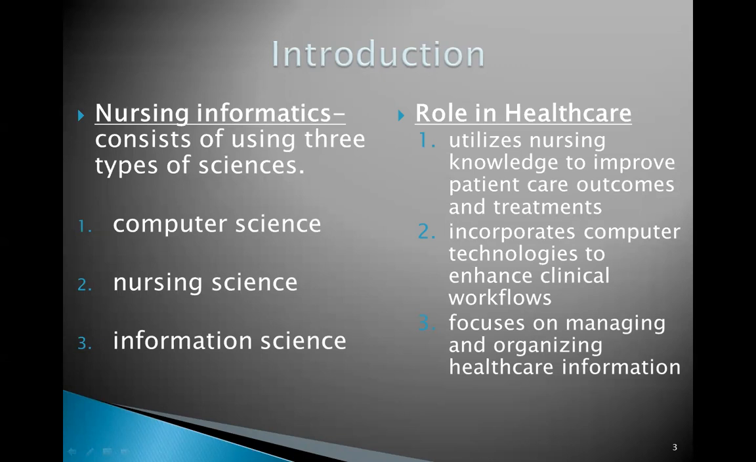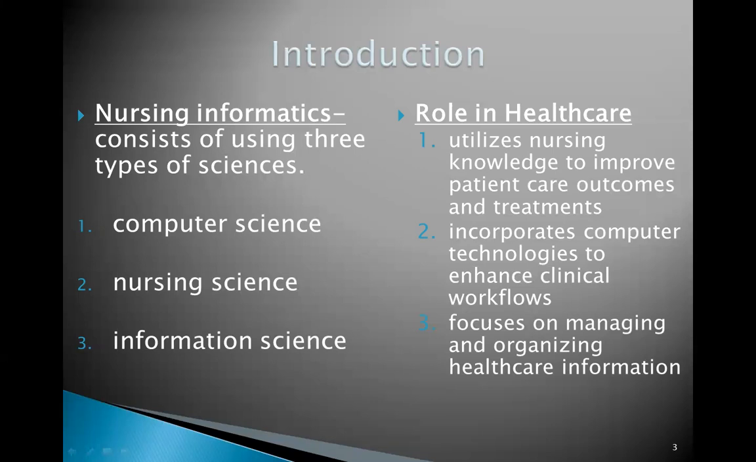Introduction. So what exactly is nursing informatics? Nursing informatics consists of using three types of sciences: computer, nursing, and information. This dynamic field brings together these three key disciplines, nursing science, computer science, and information science, enabling nurses to utilize the technology available to effectively manage themselves throughout the healthcare setting or practices. This ultimately not only improves patient care, but also enables providers to facilitate their workflow for the patients that they care for. So let's take a look at the three types of sciences now.